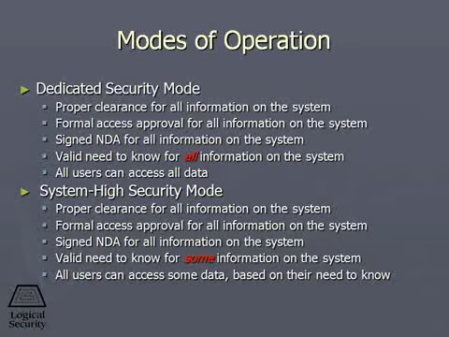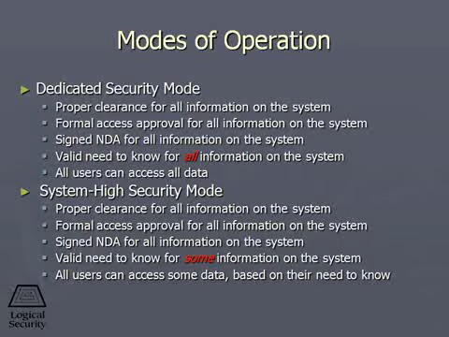So with the system high security mode, all users can access some data, but it's based on their need to know. So it's more than just they're at the same level, such as top secret. Now we have top secret and they have to be working on the Afghanistan project, for example. So they need the same level of clearance, but they also have a need to know. And we might have other pieces of data that are top secret, but not related to Afghanistan. Therefore, the first subject that I described would not be able to access that second piece of data.